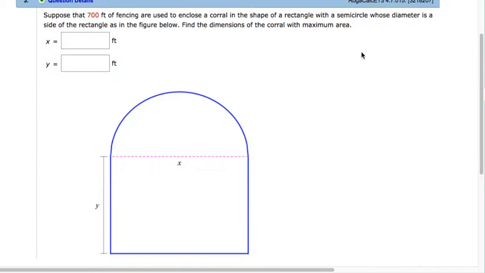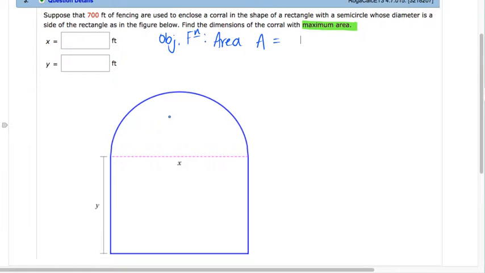So our objective function is what? What quantity? Area, right. Total area enclosed. So my objective function is area. We'll call it A. The maximum area is what we want to do. Maximize the area.